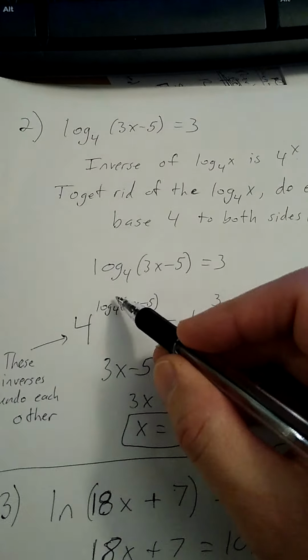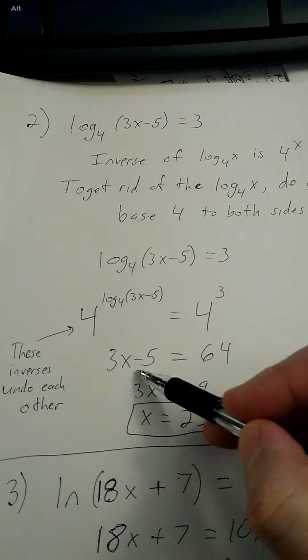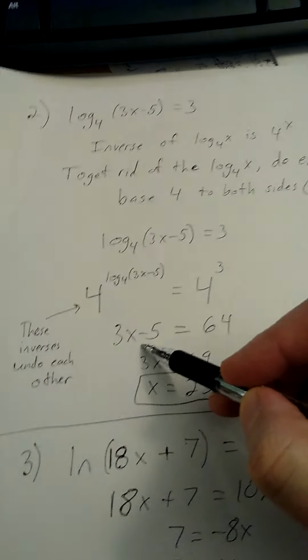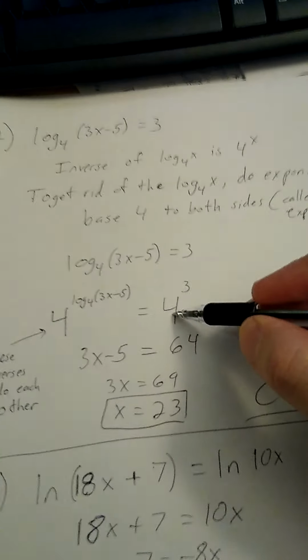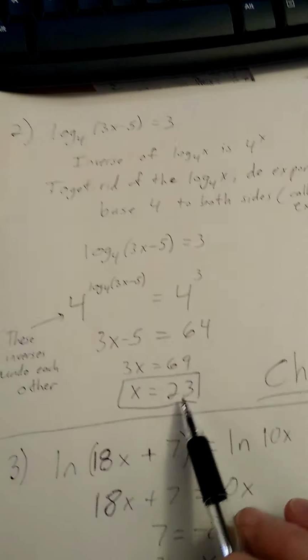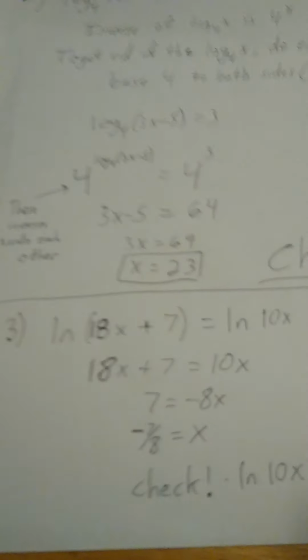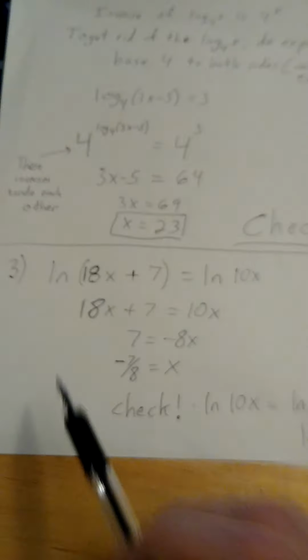Exponential base 4, log base 4. They undo each other, and it leaves me with just 3x minus 5. And we used that property in the last unit. 4 to the third equals 64. So now I have an easy equation to solve, and I get 23. Make sure you check your answer. This one does work. Look at one that doesn't work.